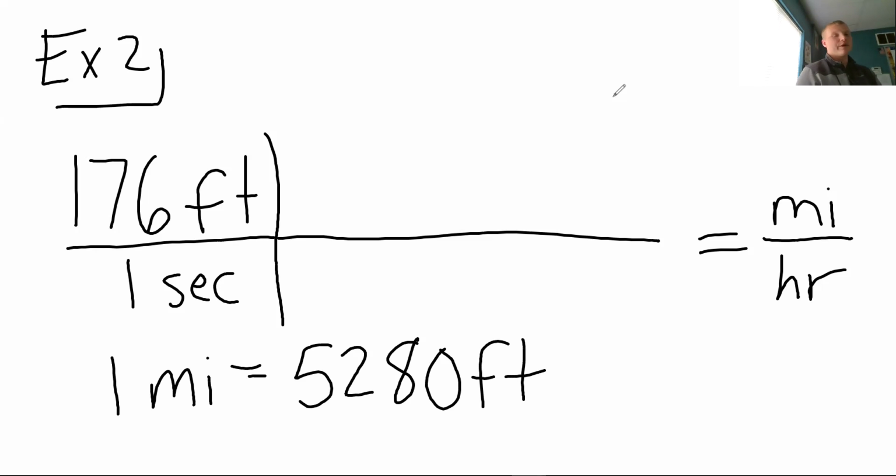Okay, so with this conversion, where is my miles going to go and where is my feet going to go? Is miles going to be on top or is feet going to be on top in this conversion, Logan?